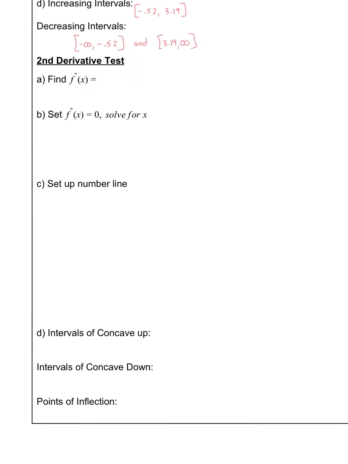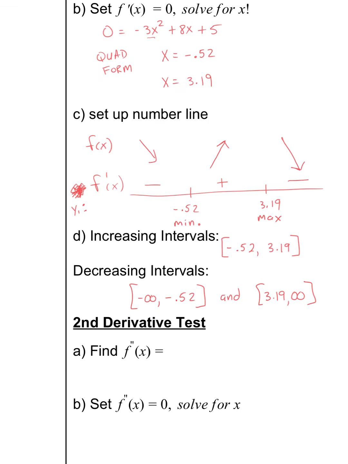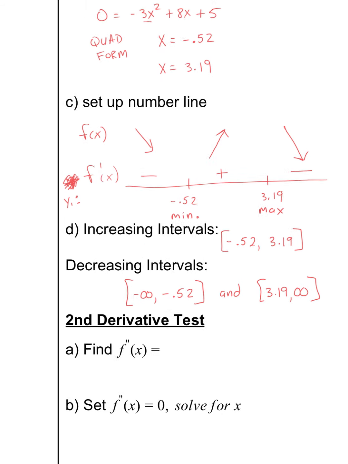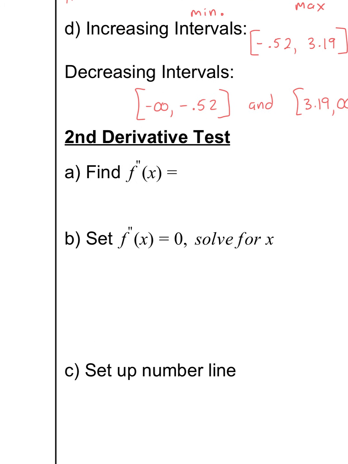Now let's do the second derivative test. For the second derivative, I take the derivative of the derivative. The derivative of negative 3x squared is negative 6x, and the derivative of 8x is 8. So our second derivative is negative 6x plus 8, and it should be linear. Now we set it equal to 0: 0 is equal to negative 6x plus 8, and we solve for x.